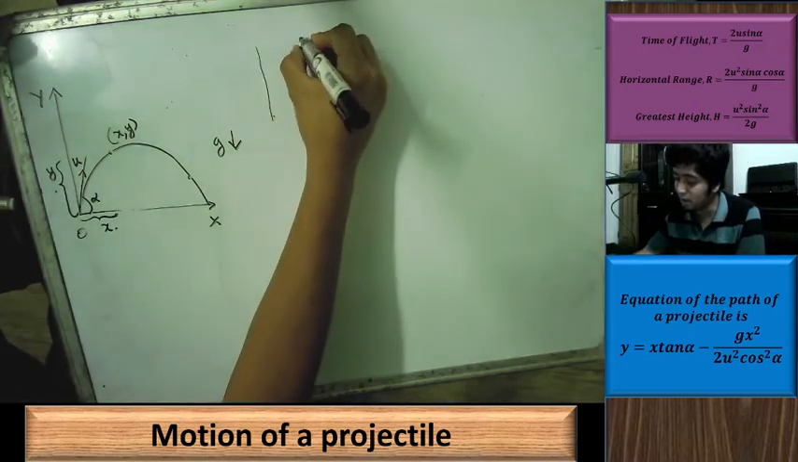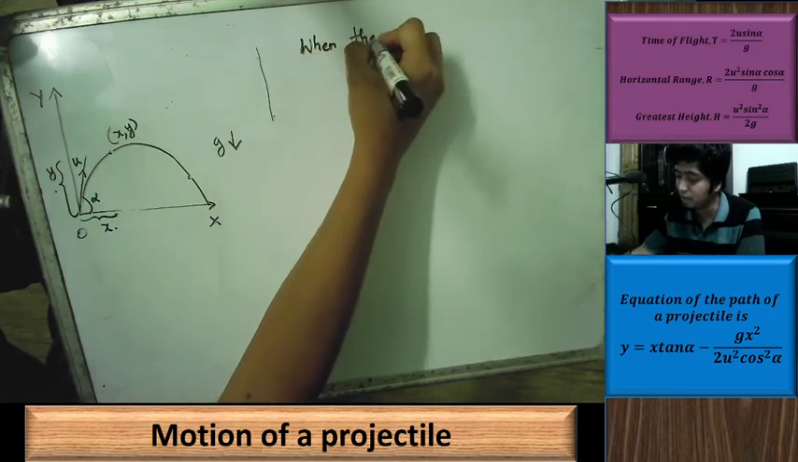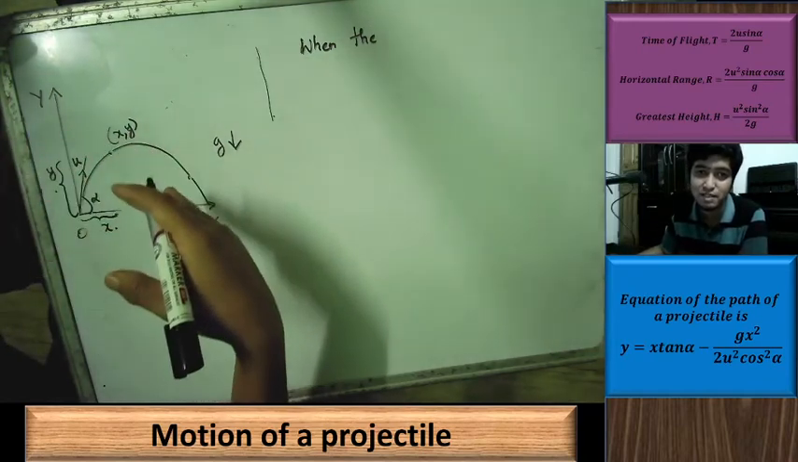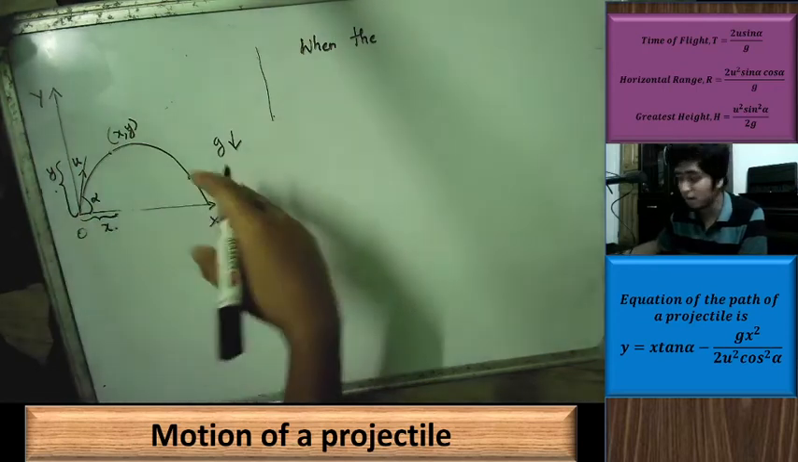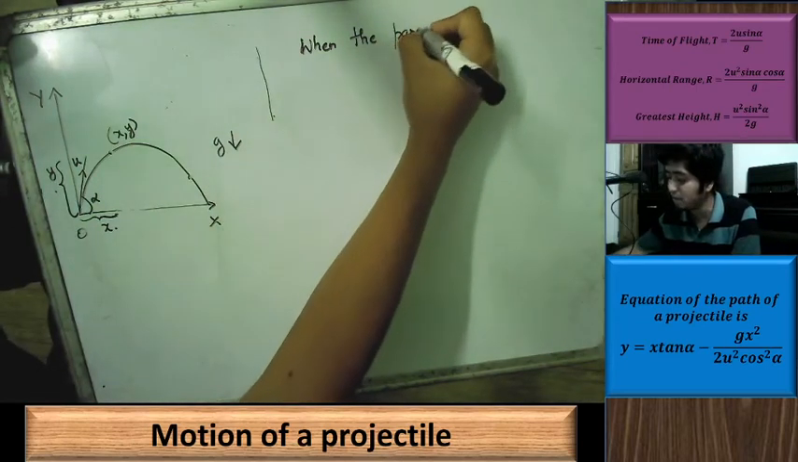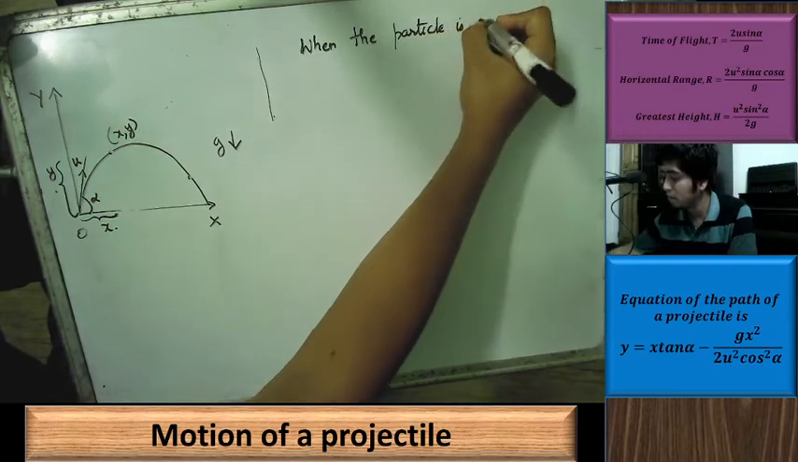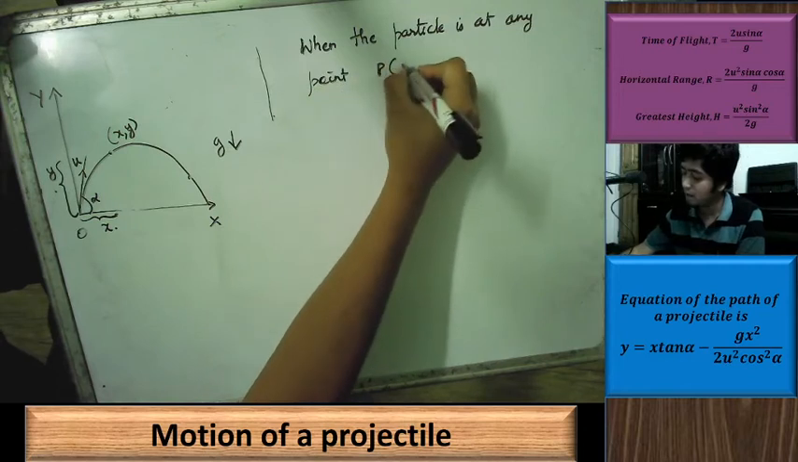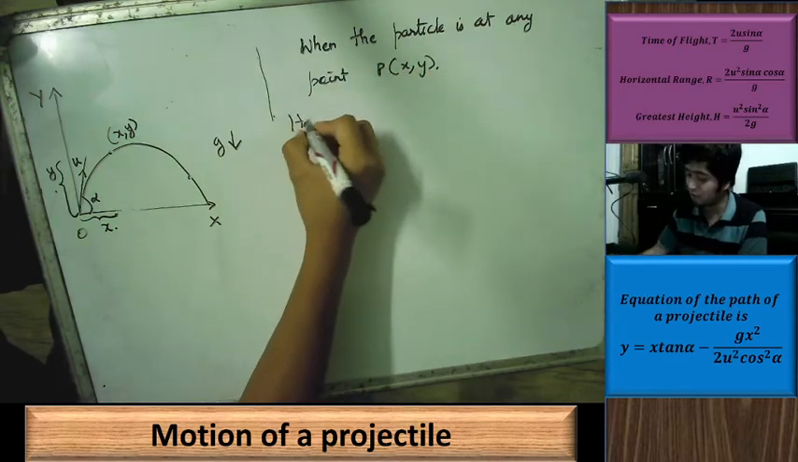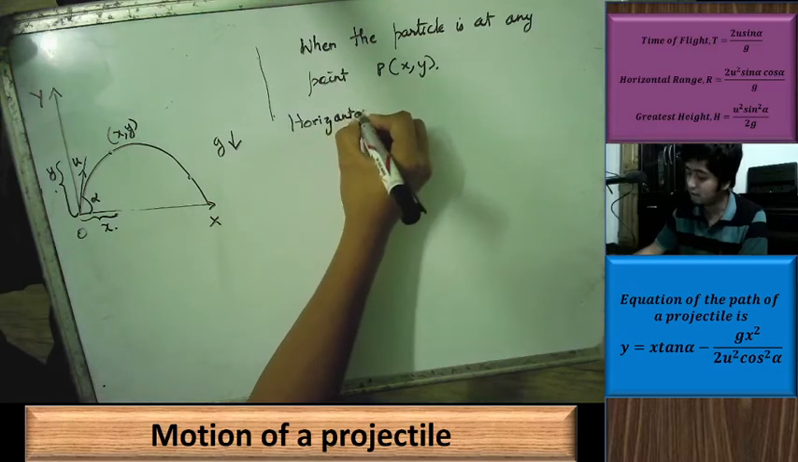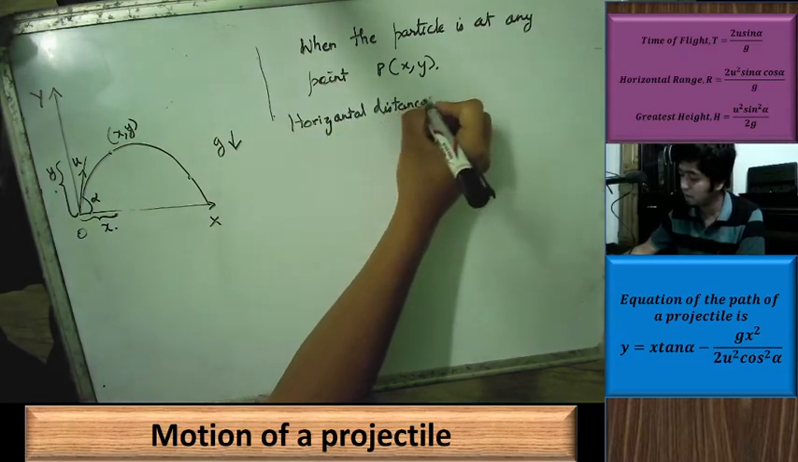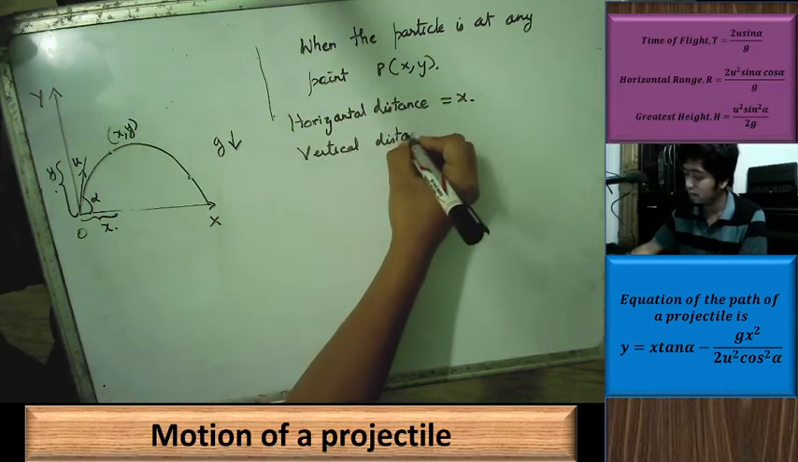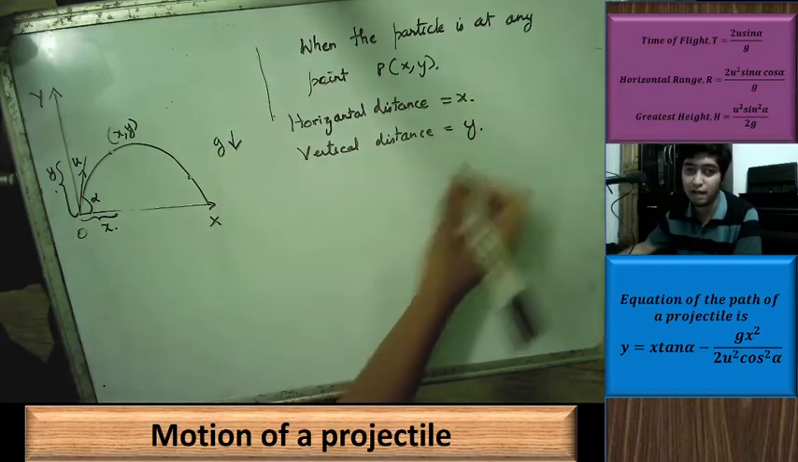When the particle is at point P, this is how I start. Actually you will start with: let alpha be the angle of projection, let u be the velocity of projection. After that you will write: when the particle is at any point P (x, y), we have that the horizontal distance is x and the vertical distance is equal to y.